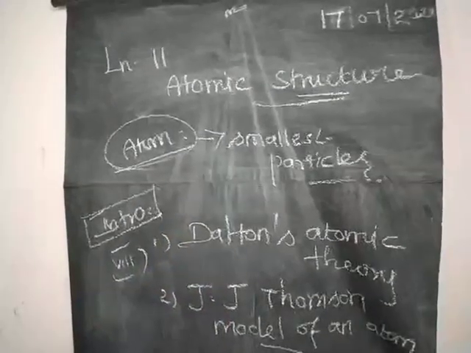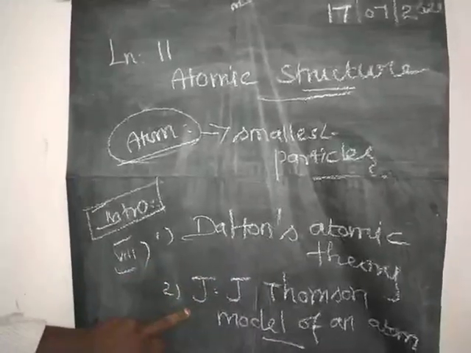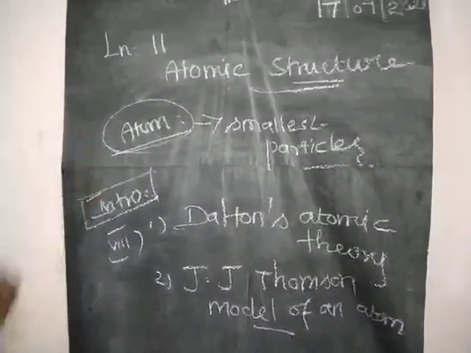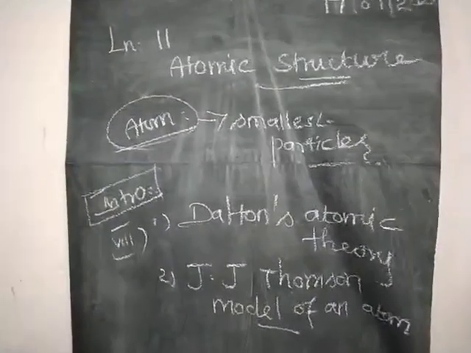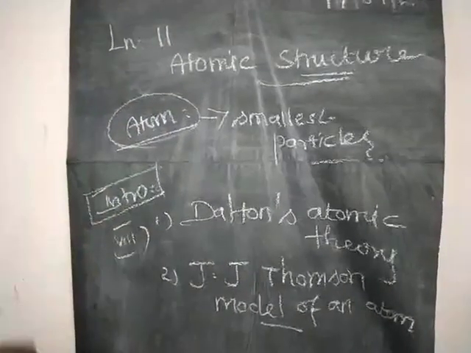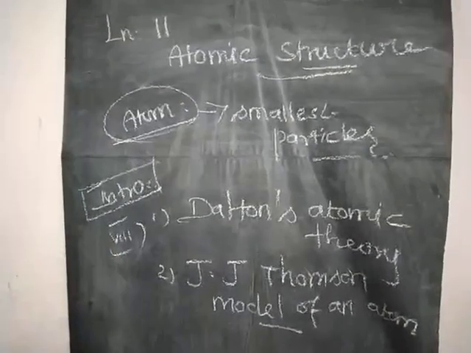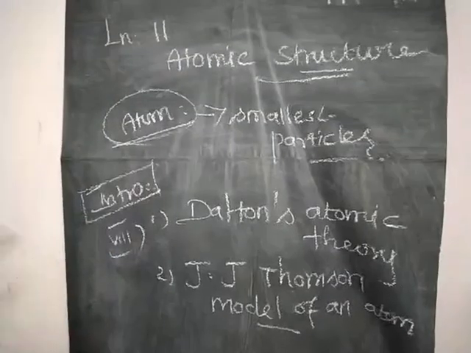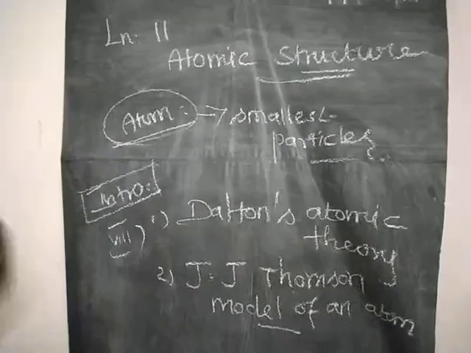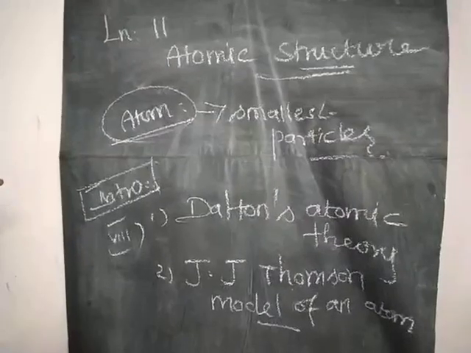We have already discussed two atom models. One is Dalton's atomic theory, and the second is J.J. Thomson's model of an atom. First, Dalton's atomic theory explains a few points about an atom. The first point: an atom is the smallest particle. Second, the smallest particle takes part in chemical reactions, not in physical reactions. Third, atoms of the same element have the same properties, and atoms of different elements have different properties. He explained these points clearly.